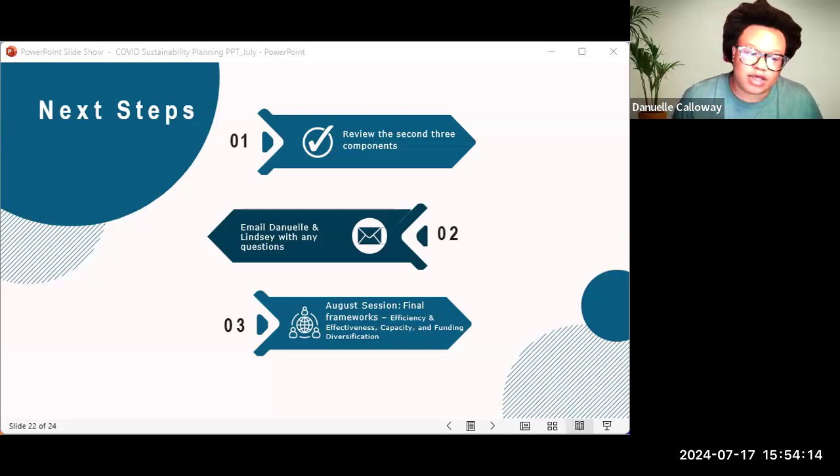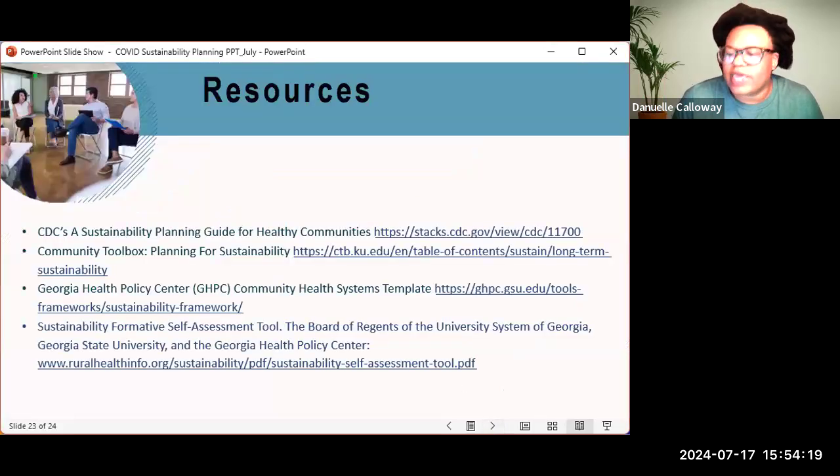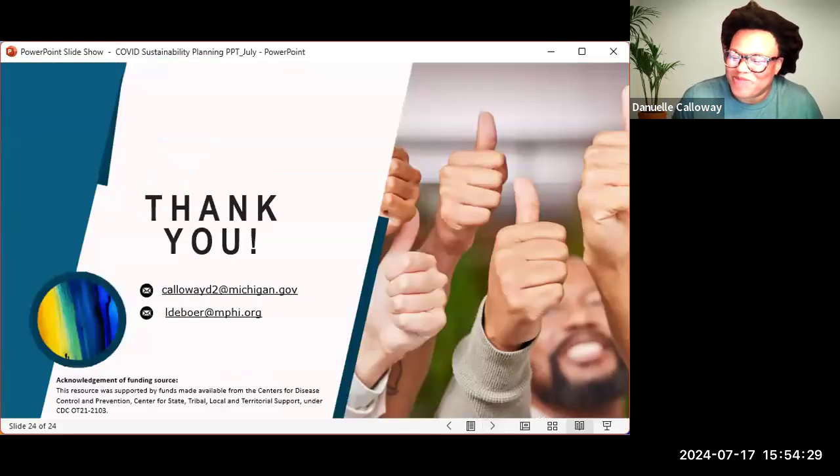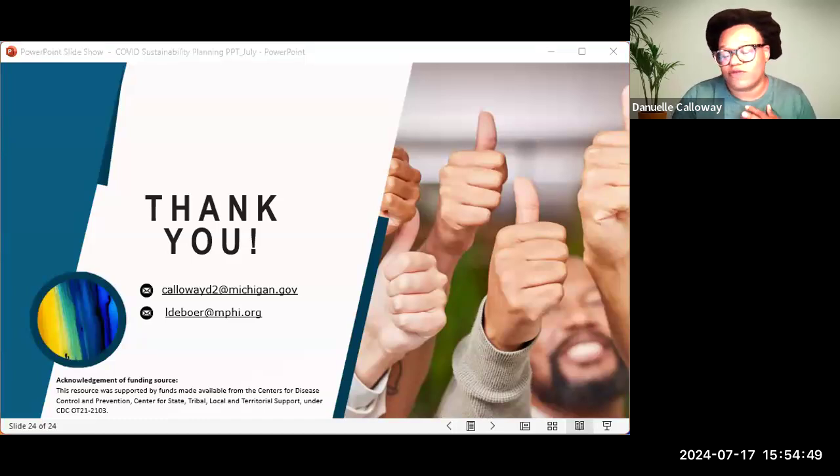And then next slide, I think it's just resources, right? Yeah, so these are just the resources that we used to create the slides. And if you don't have my email address, it's on the next slide. Don't know how you don't have it, but there you go. Feel free to reach out to us, or if you want to bring it up during your one-on-one check-in, that's also okay. Otherwise, we will see everyone in August to talk more about those last three components.